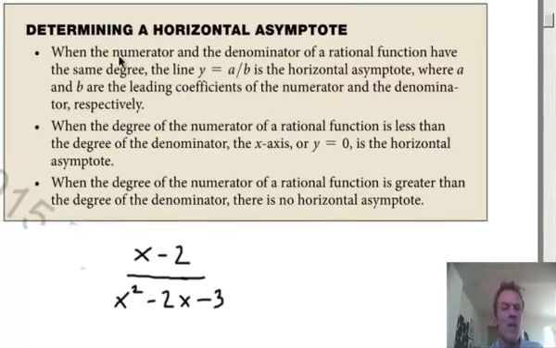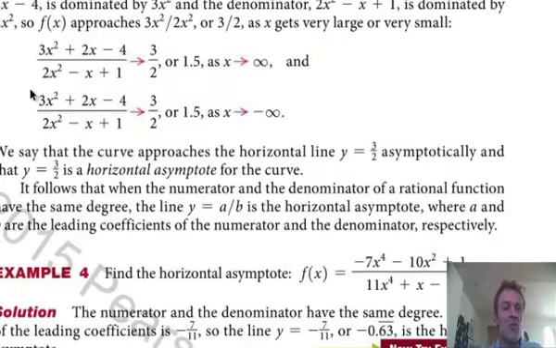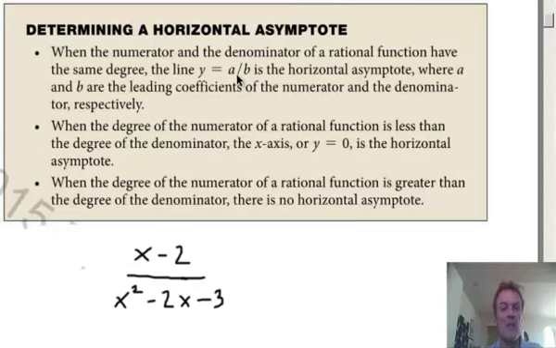Look at this. When the numerator and the denominator of a rational function have the same degree, again, let's go back to this one, same degree, the horizontal asymptote is just 3/2, the ratio of the leading coefficients.